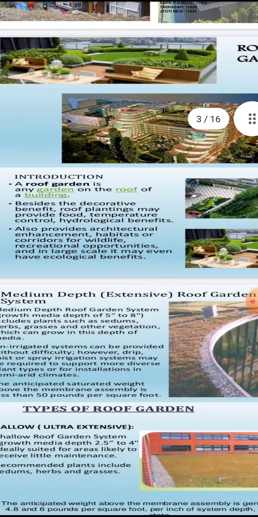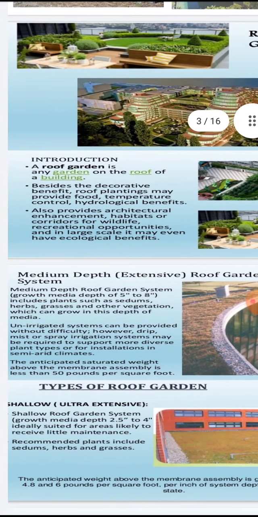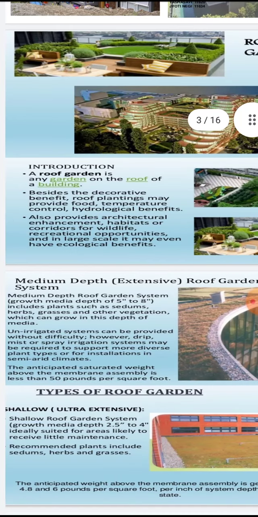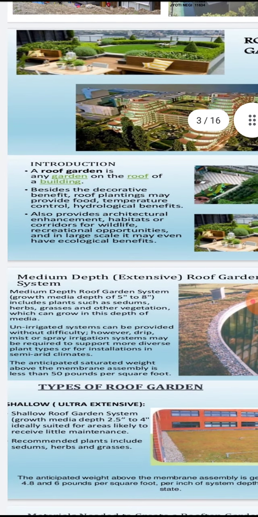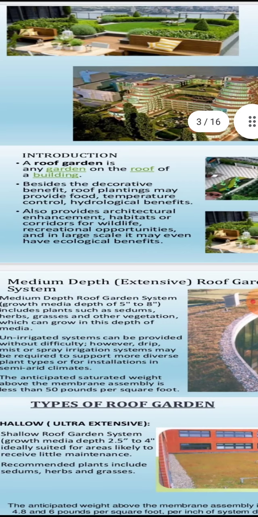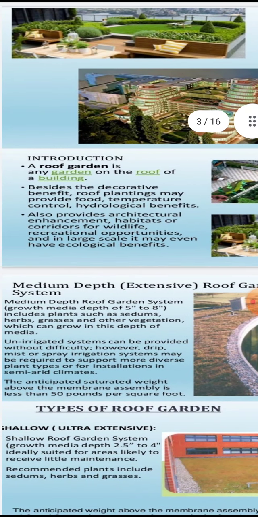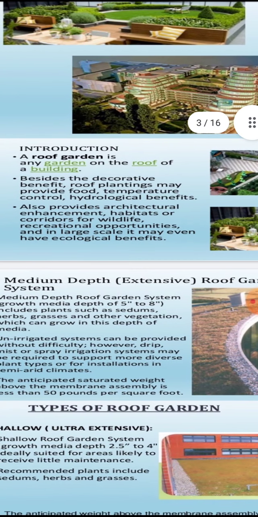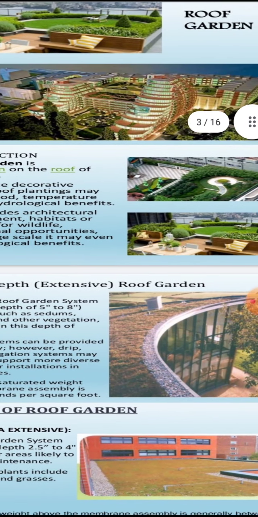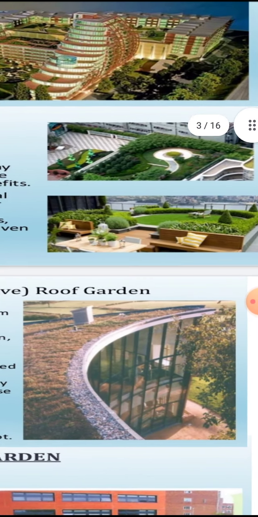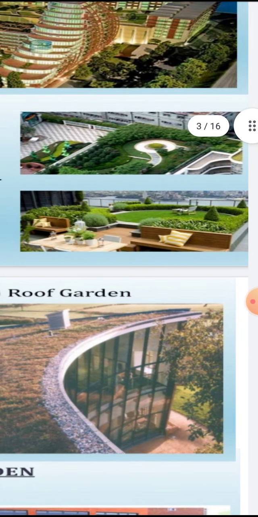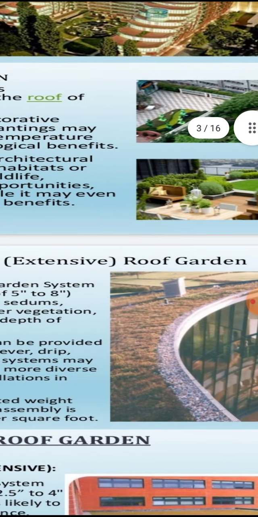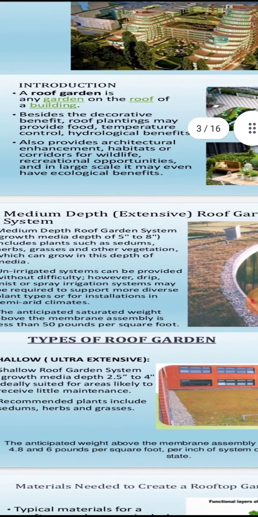In the summer season, the roof of the building generally becomes too heated due to the sunlight intensity, and therefore the hydrological benefit is important. It keeps the roof cool due to the watering of the plants. As you observe here, there are different types of roofs. This is very nice. I have selected some photographs for our study.